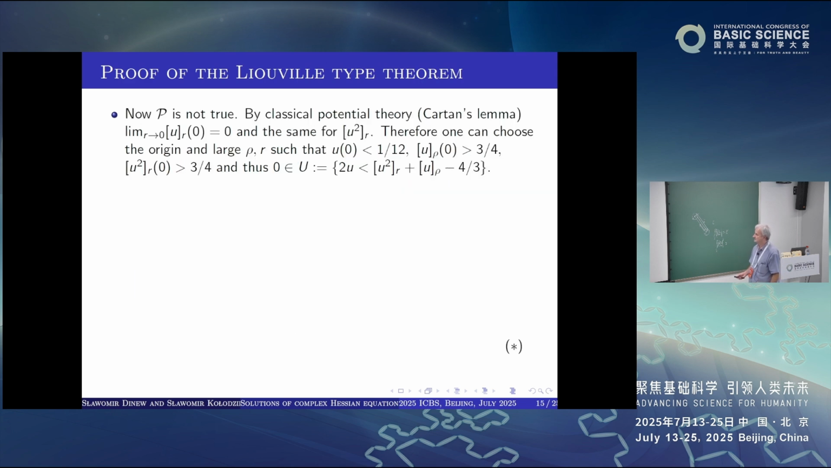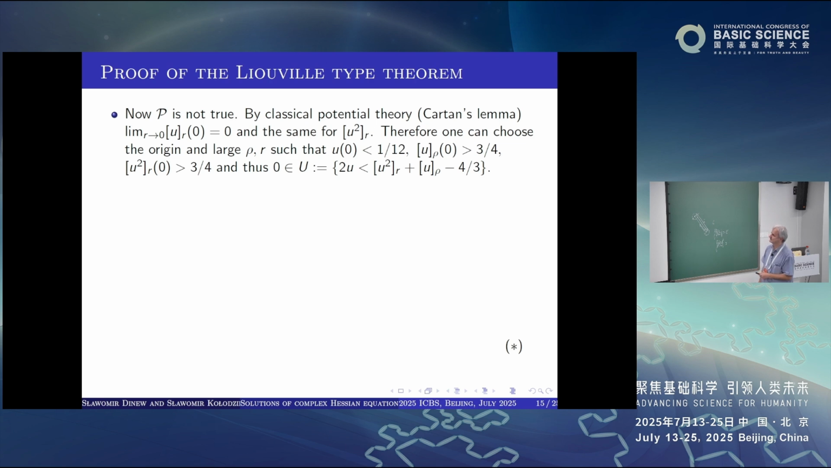So now we assume that P is not true. There is a theorem in classical potential theory which uses Cartan's lemma. Oh, there is a nasty typo here. This should be 1, not 0. Here we need 1. So using this Cartan's lemma and a more general theorem of Hayman-Kennedy, we get that those limits are equal to 1 for this function and for this function, using the same theorem.